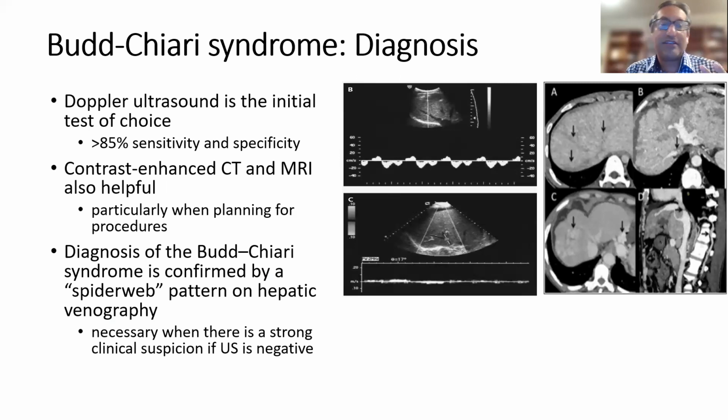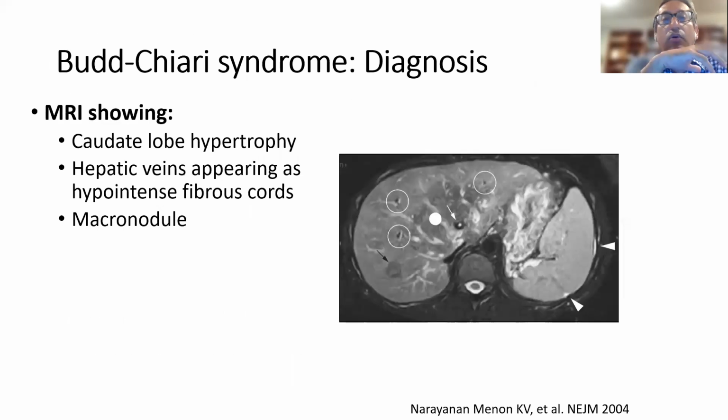It is necessary when you have a very strong clinical suspicion of Budd-Chiari syndrome, but the ultrasound is negative or the non-invasive imaging has been negative. Interventional radiology does a hepatic venogram to confirm or rule out the diagnosis of Budd-Chiari syndrome. Now, MRI has been used more and more for the diagnosis. If the ultrasound is not enough, you need more imaging.